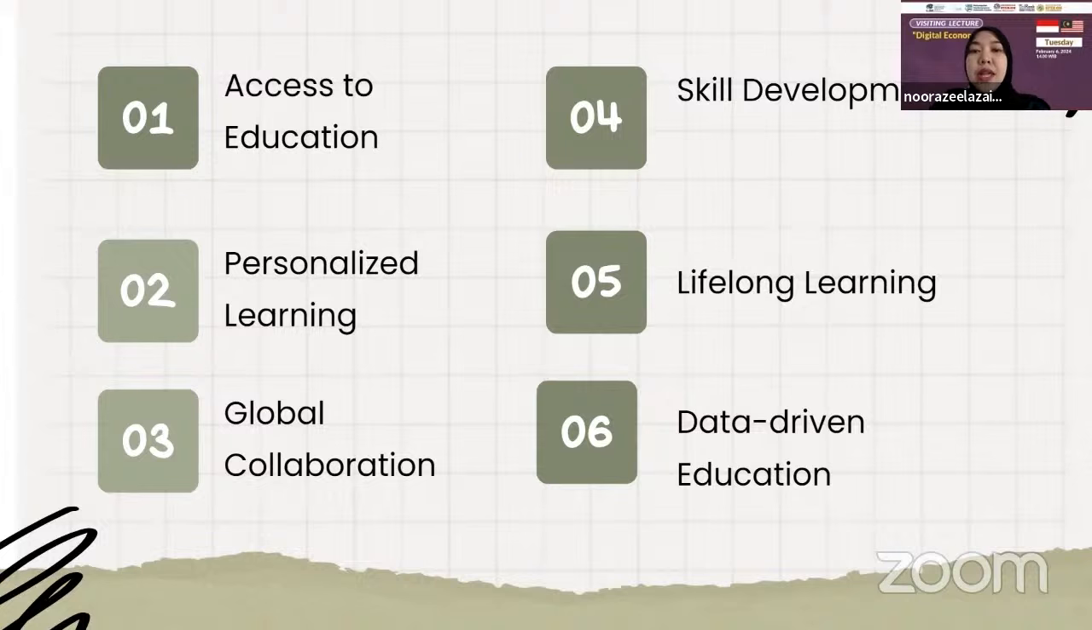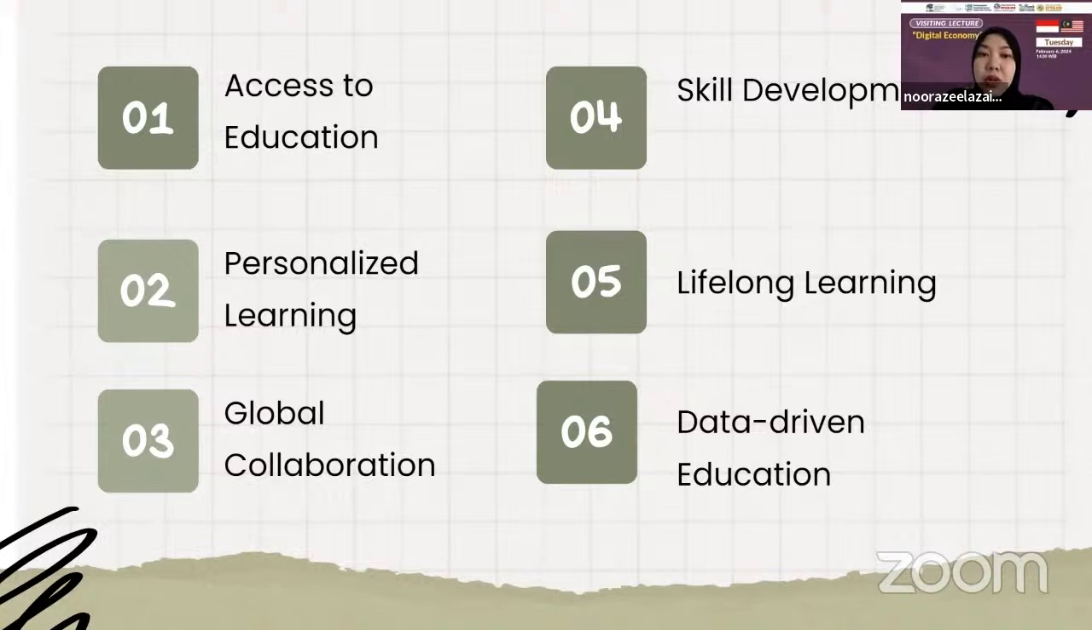The digital tools enable personalized learning experiences tailored to individual student needs, preferences, and learning styles. So adaptive learning platforms, intelligent tutoring systems, and educational apps can provide targeted instruction, immediate feedback, and customized learning pathways, enhancing student engagement and outcomes.